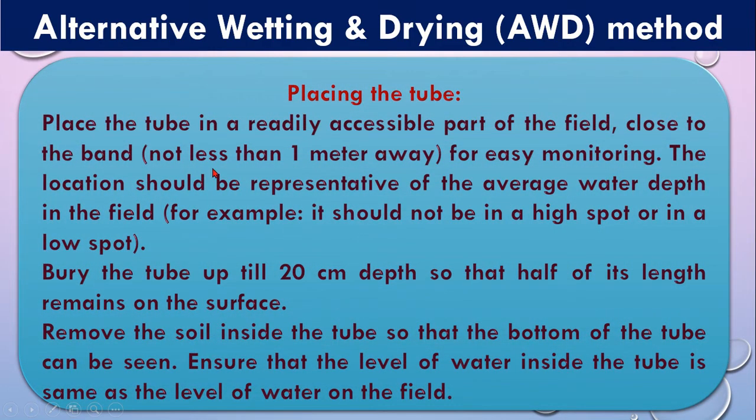So, placing the tube. Where should you place the tube? You should place the tube in a flat place, randomly, about 4 or 5 in the land. At least remember that they should be not less than 1 meter away. That means after every 1 meter you have to put the tube, to 10 centimeter depth.